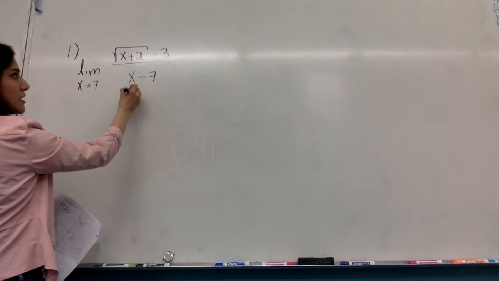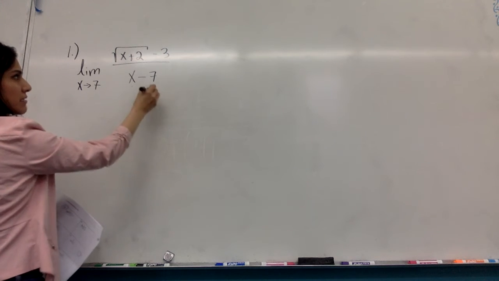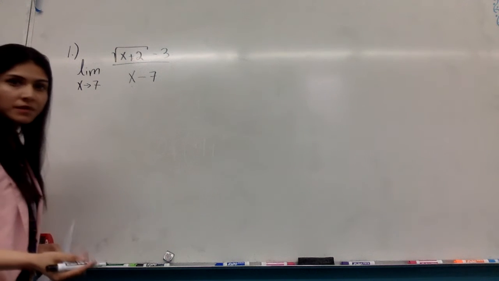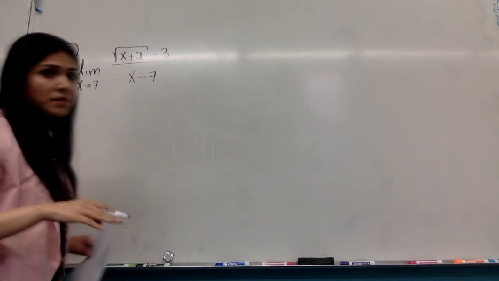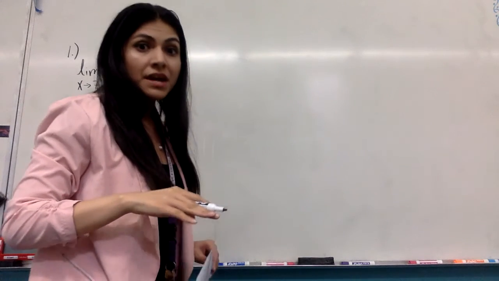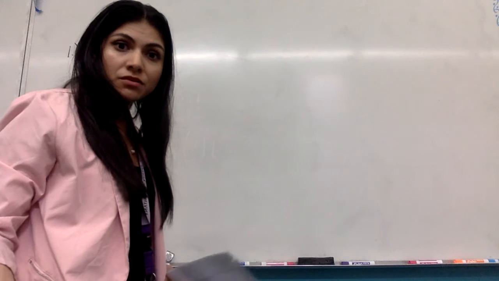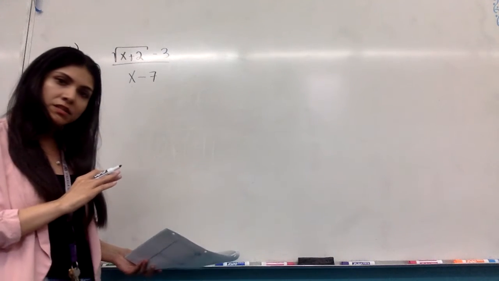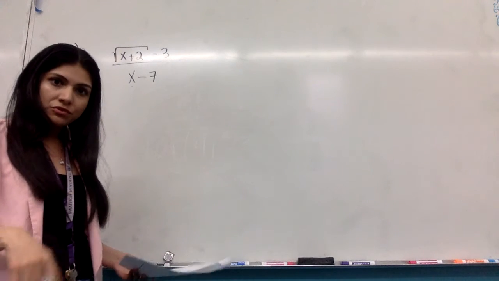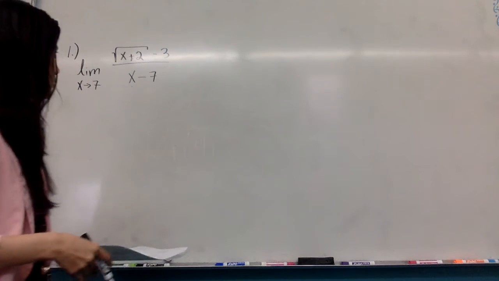Because if I plug in 7 here, I get 7 minus 7. That's going to give me 0 in my denominator. 0 in the denominator is not allowed in math. We can't have that. So that's why we've got to use some algebra, manipulate this expression so that we are able to evaluate this.